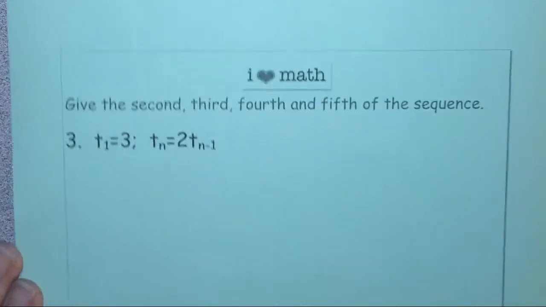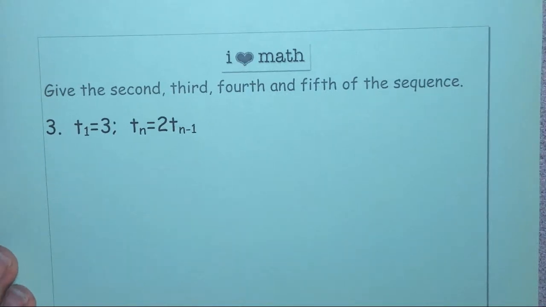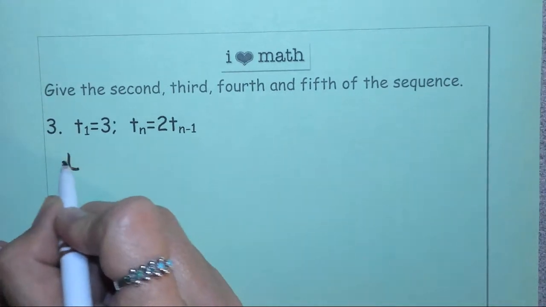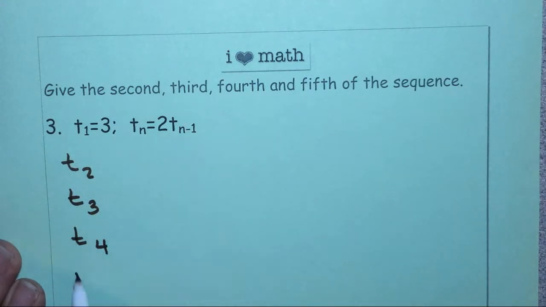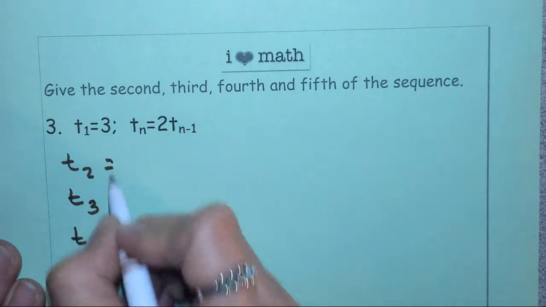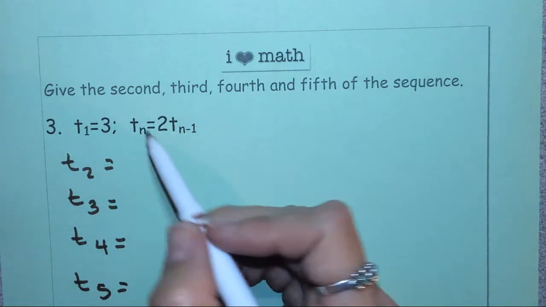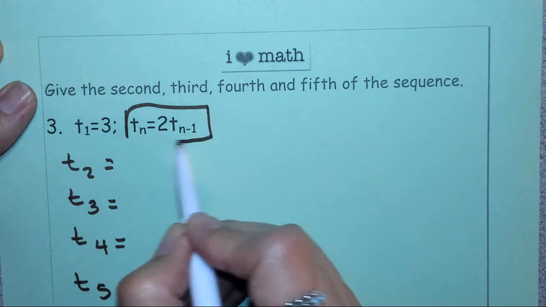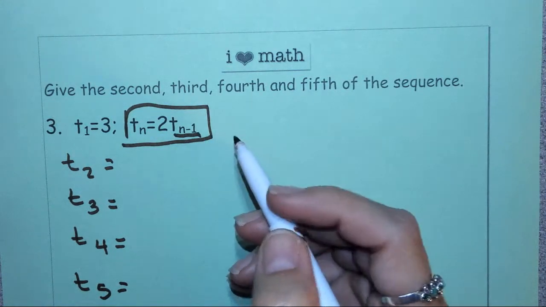Okay. On the next example, they asked me for the second, third, fourth, and fifth in the sequence. They don't even ask me for the first one, which I guess makes sense because that's kind of easy. Again, nothing about this is hard. It's all about reading the notation. So to get any term, the definition says, I'm going to take 2 and multiply it by the previous answer.